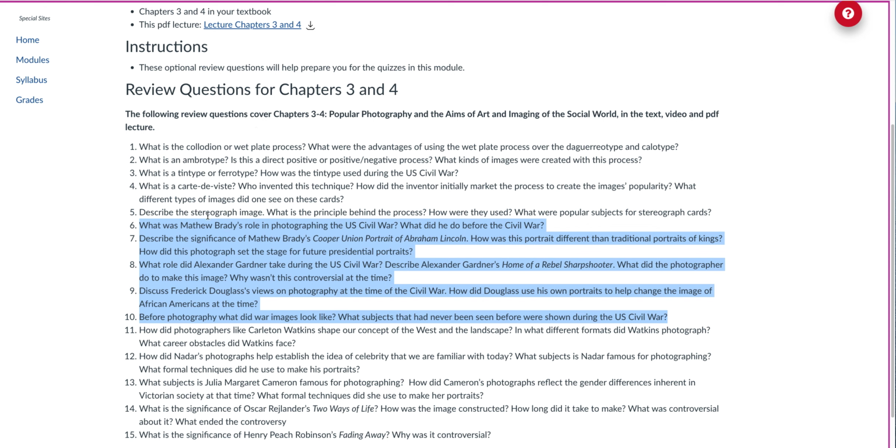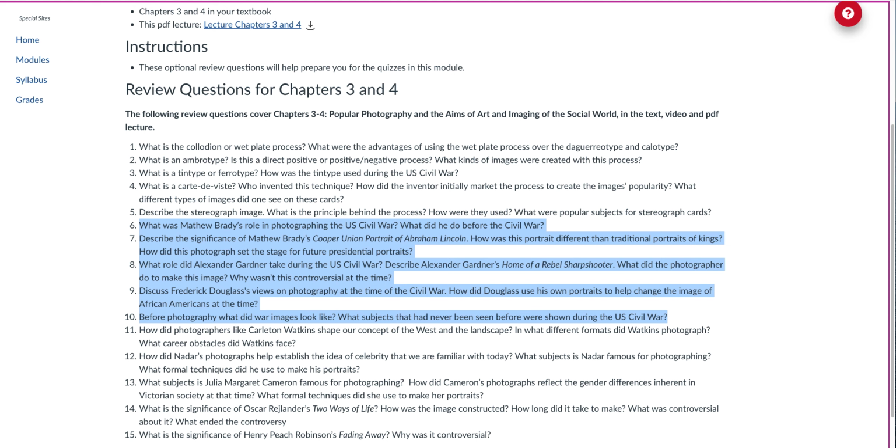And I've highlighted the review questions for the U.S. Civil War. So we've got a question about Matthew Brady, Alexander Gardner, Frederick Douglass, and what war images look like at this time. So I'm just reminding you to be the most efficient studier that you can be, and work on these review questions as you're going, as you're reviewing the lecture, as you're watching the videos, etc.